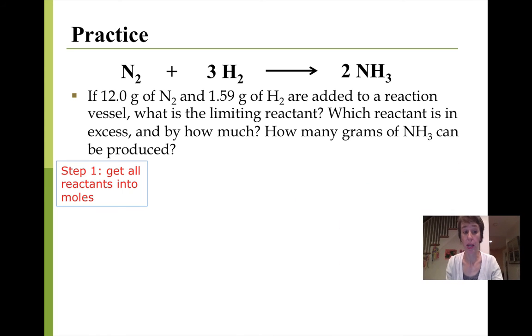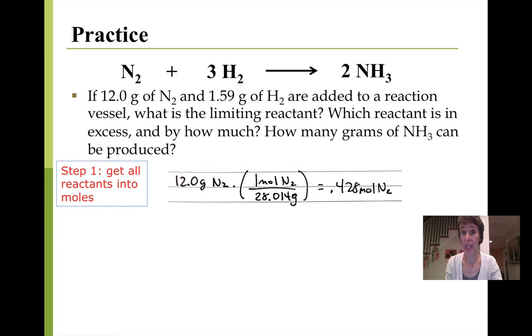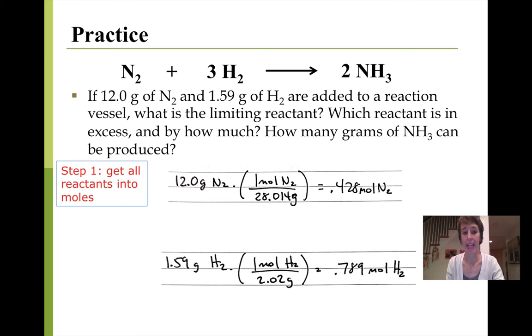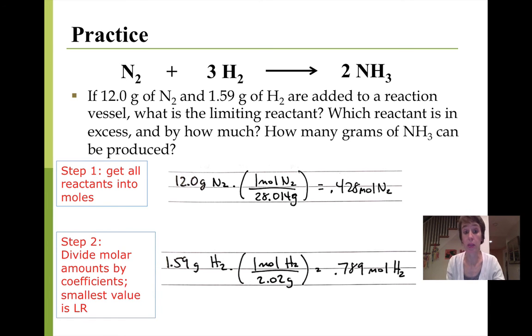So step 1, get all the reactants into molar amounts. We were given masses, and so we need to do our typical molar mass conversions that we've been working on. The 12 grams of nitrogen, that relates to 0.428 moles of nitrogen. And the 1.59 grams of hydrogen, that's actually 0.789 moles of hydrogen. It's a lighter element, so less mass can be more moles.